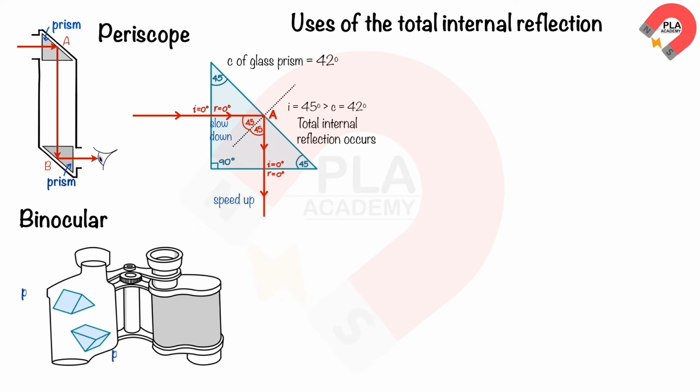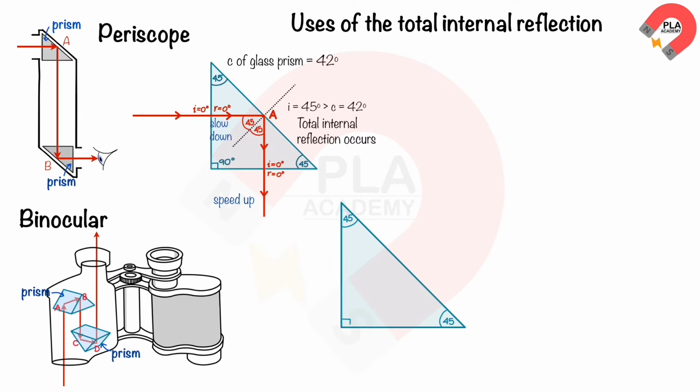A binocular consists of prisms as shown. As the light ray travels through a binocular, total internal reflection occurs at points A, B, C and D. The prisms in this binocular are glass right-angle prisms of 45 degrees. As the light ray travels from air to glass at an angle of incidence of 0, the light slows down but does not change direction.